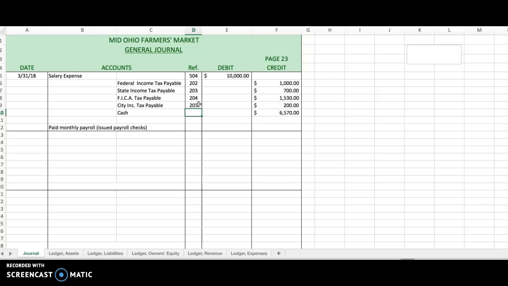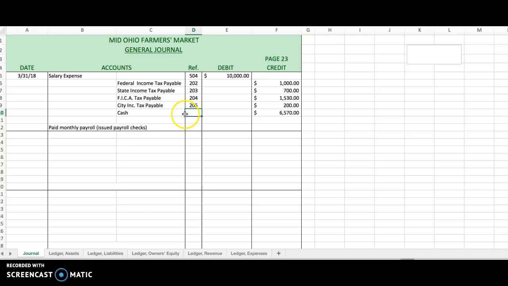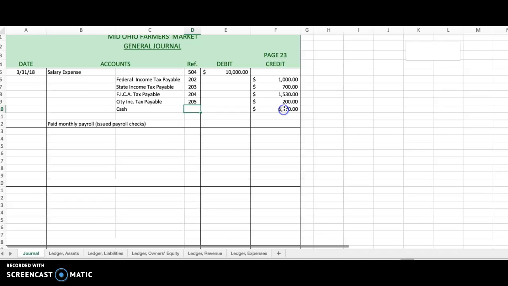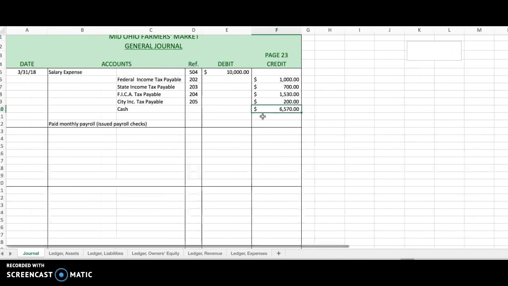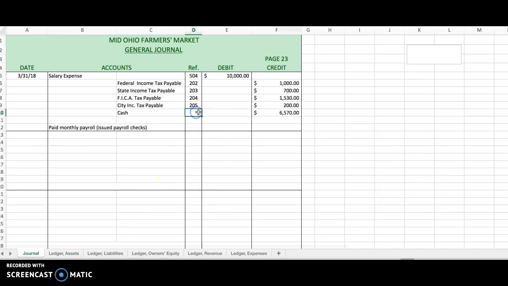And the last thing is the net pay, the take-home pay that we actually pay to the employees. And so that reduces our cash. Cash is an asset. So the credit of $65.70 has to go on the decreased side of cash, which is a credit. So we go to assets now, journal page 23, and the credit of $65.70, and the account 101 goes back into the journal. Okay, very simple posting process.